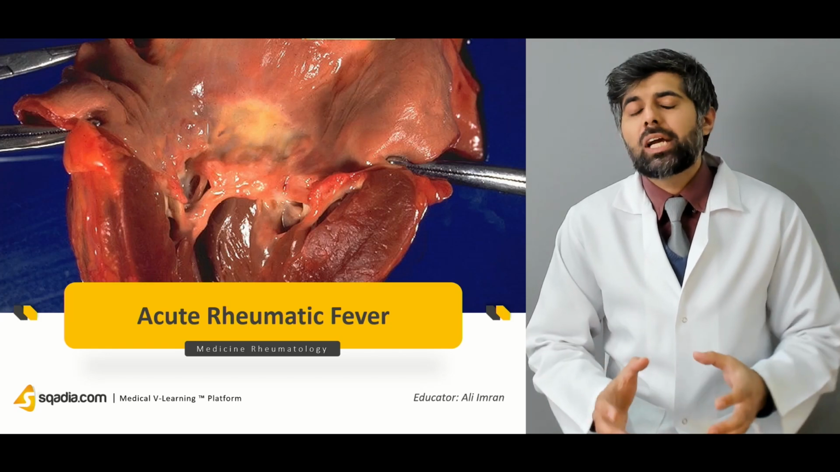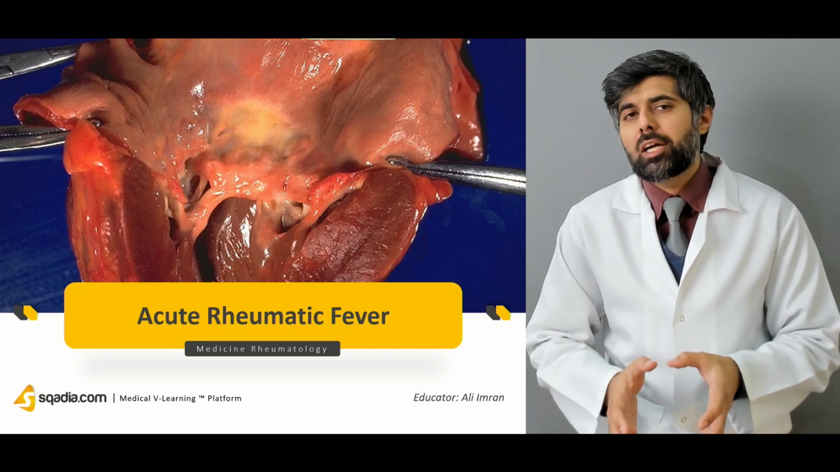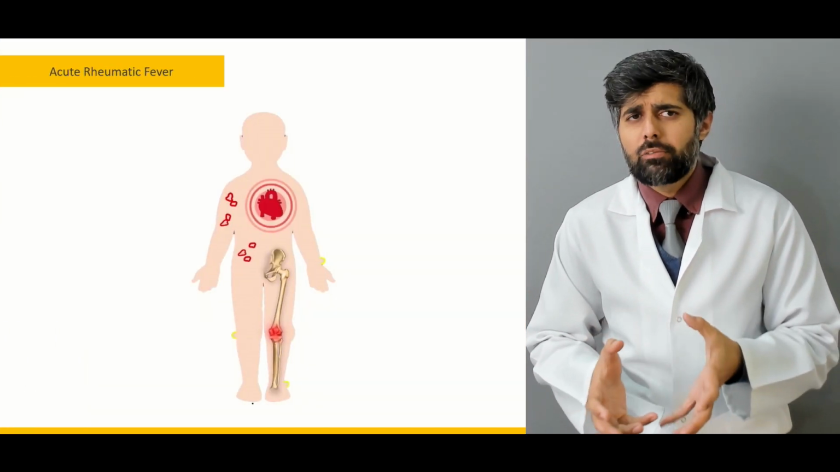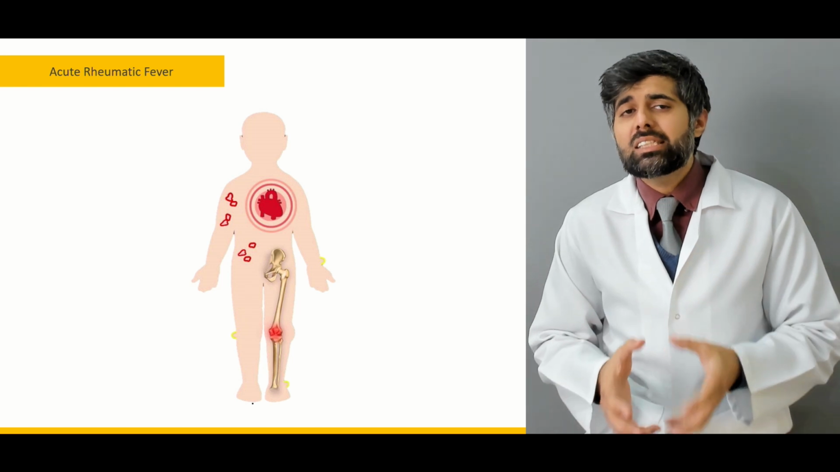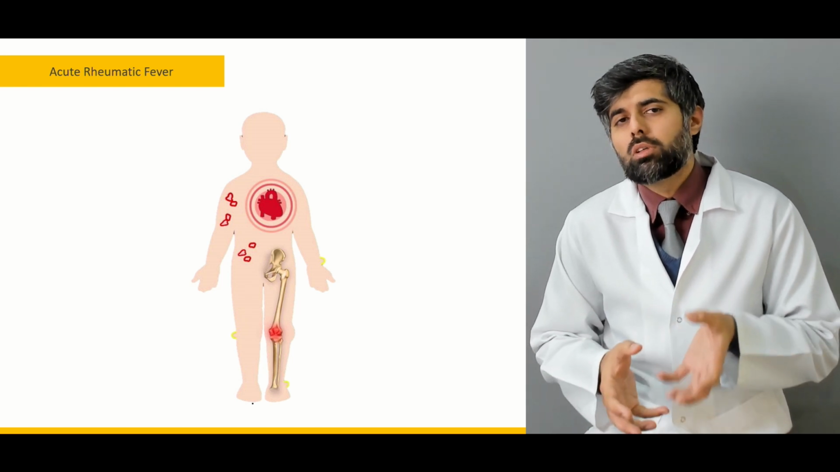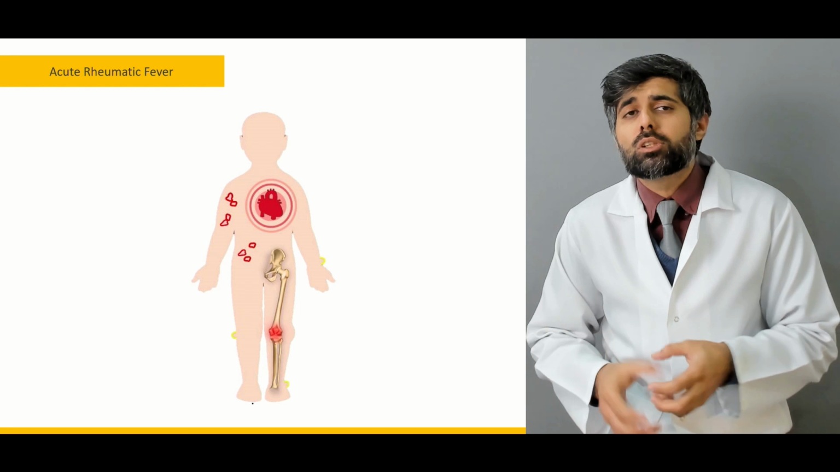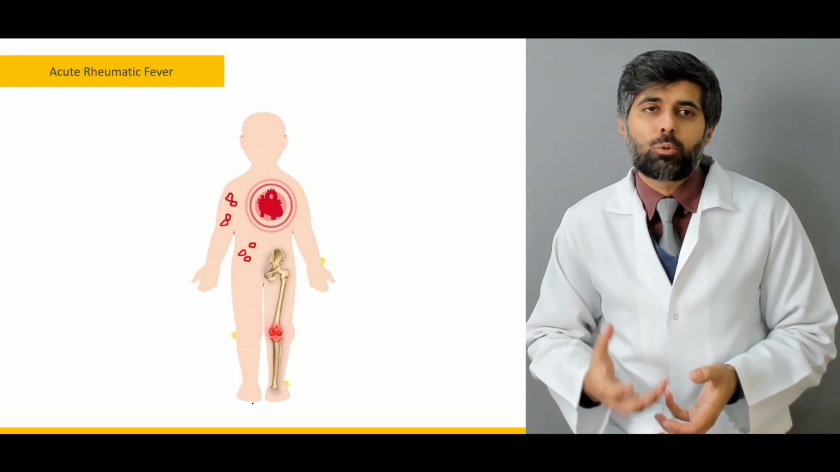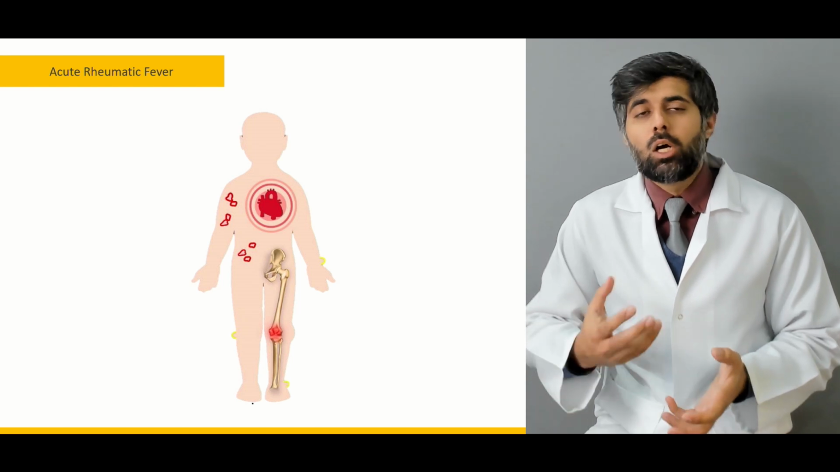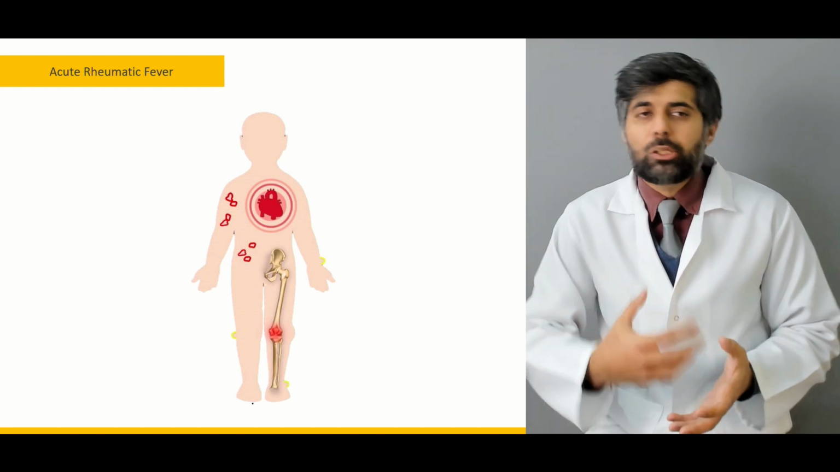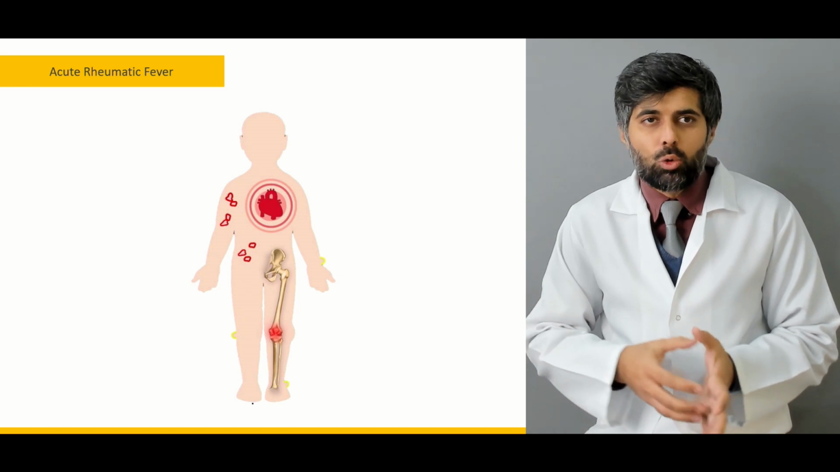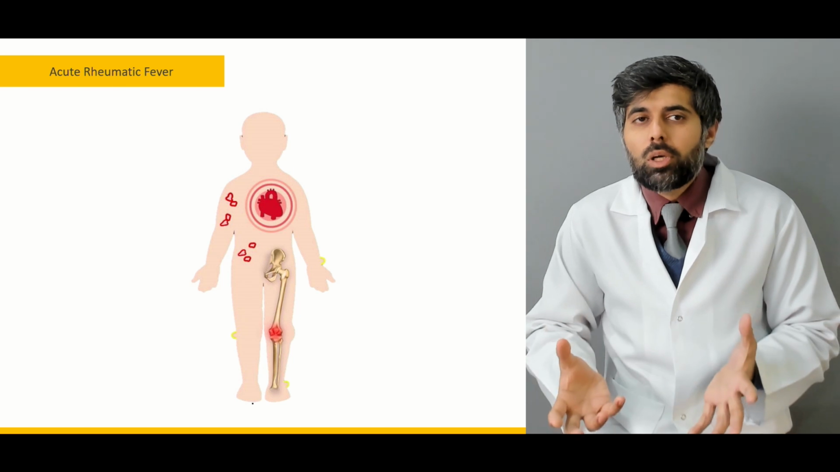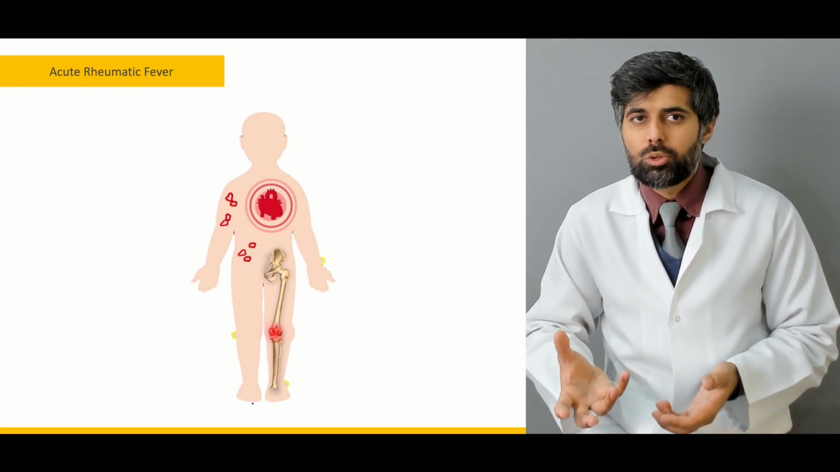The topic of today's lecture is acute rheumatic fever. Now, what is acute rheumatic fever? It is a multi-system autoimmune disorder in which our body produces autoantibodies against group A streptococcal antigens. These antigens are introduced in our body through bacterial pharyngitis, which is commonly called a sore throat.